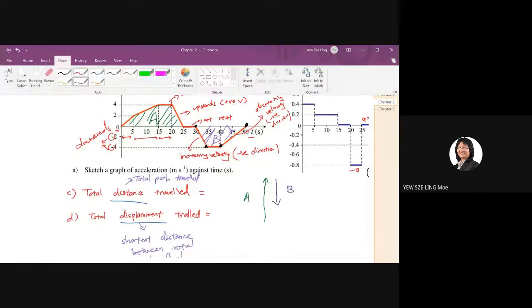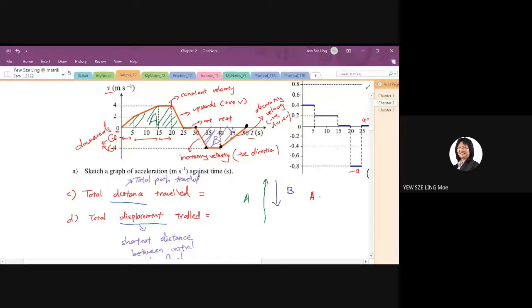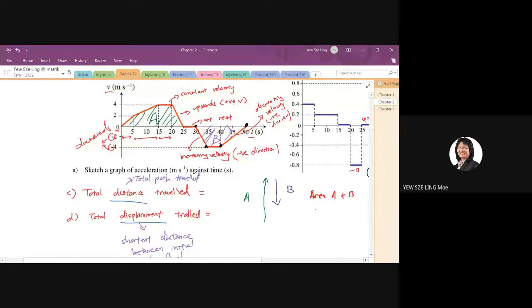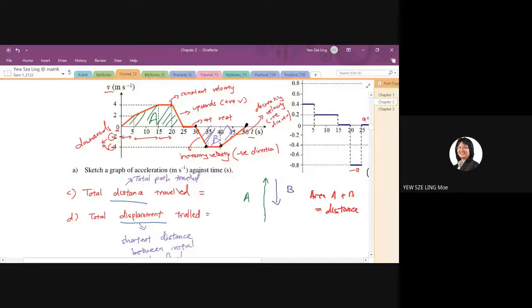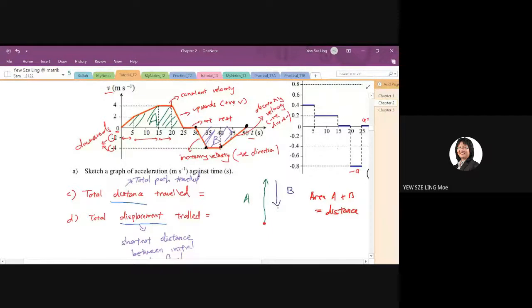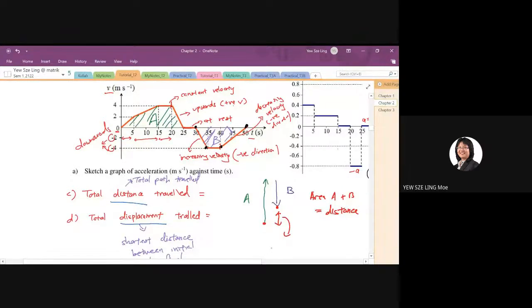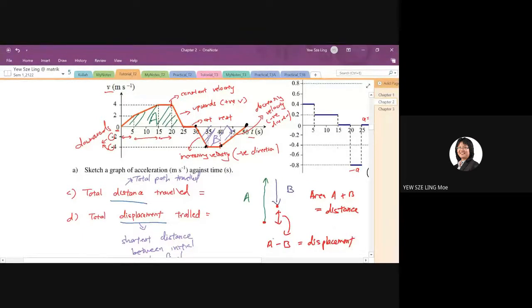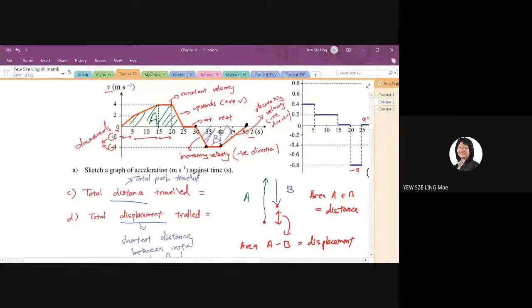So if you add the areas together, you're going to get distance. So area A plus B equals distance. And then the difference between the initial point and final point is your displacement. So A minus B equals your displacement. Your lift goes up until 25 seconds, stops for 5 seconds, and then goes down.